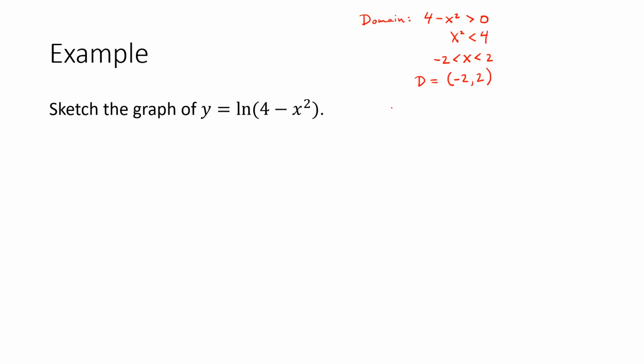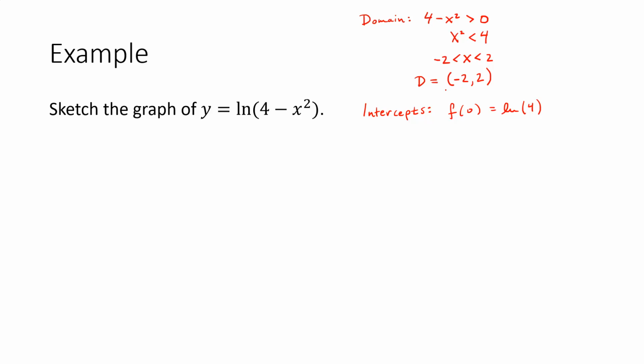Now, what else should we consider? Well, maybe one thing we should consider is how the function behaves near those endpoints of the domain. For instance, I noticed that we're going to have a y-intercept. If I wanted to get our intercepts here, my y-intercept would be f of 0, which would be ln of 4. Okay, so we would have a y-intercept at ln of 4.